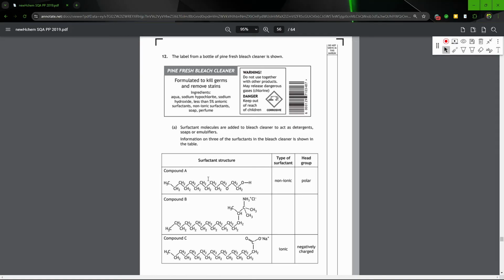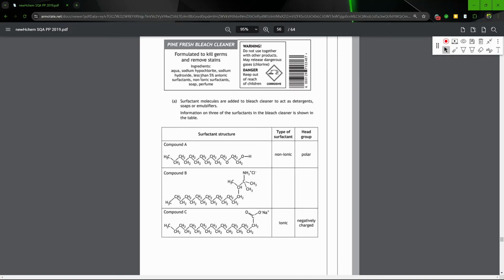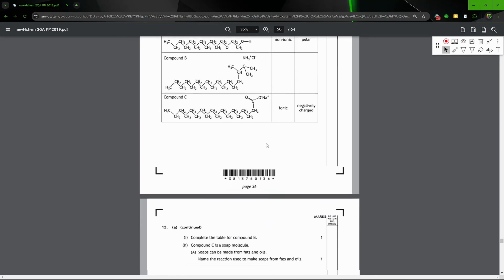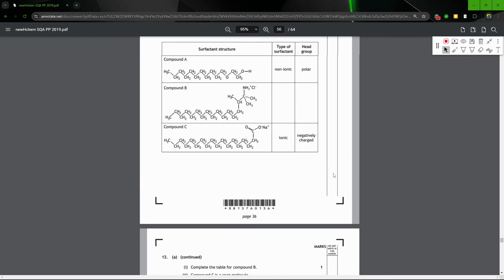The label from a bottle of Pine Fresh Bleach Cleaner. Yeah, everyone loves Pine Fresh Bleach Cleaner. Oh, it's lovely stuff. Is as shown, and it's formulated to kill germs and rust stains. It's got these ingredients, and please, guys, keep out of reach of children. Surfactant molecules are added to bleach cleaner to act as detergents, soaps, or emulsifiers. Information on three of the surfactants of the bleach cleaner is shown in the table. So complete the table for compound B.